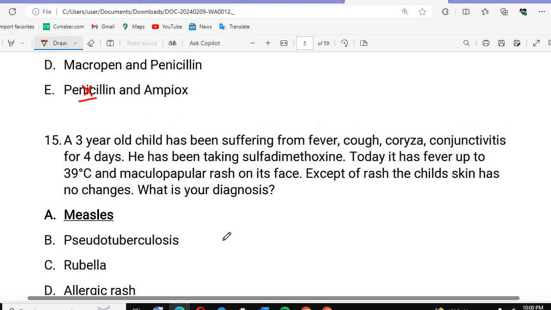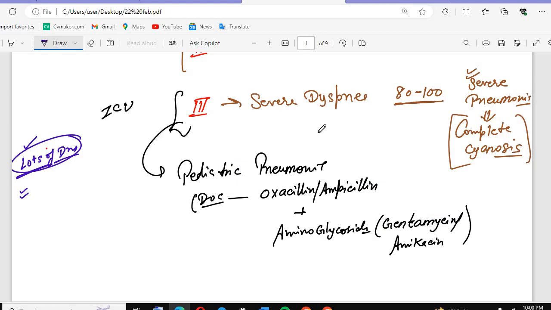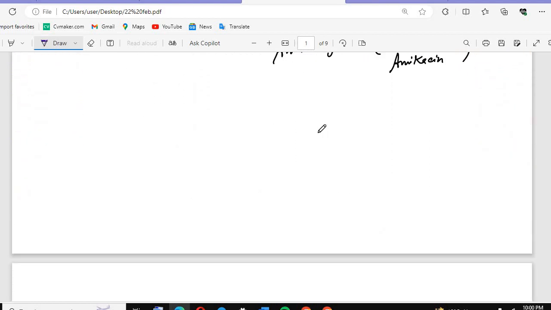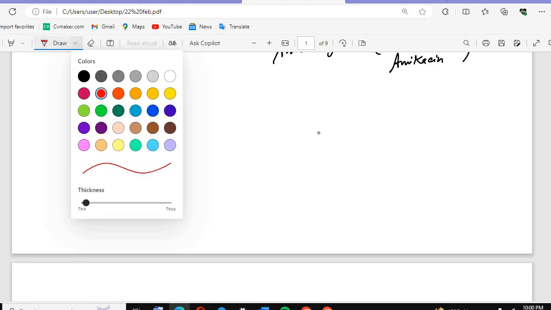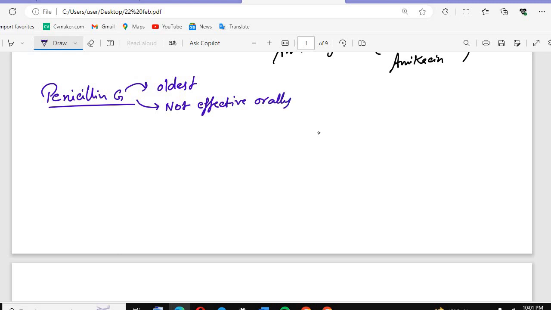Now before going to the next important topic, let's discuss some drugs in detail. We have studied penicillin, and everyone knows about penicillin. So we have the drug penicillin G, and this was the oldest drug, but it has a drawback: it is not effective orally.